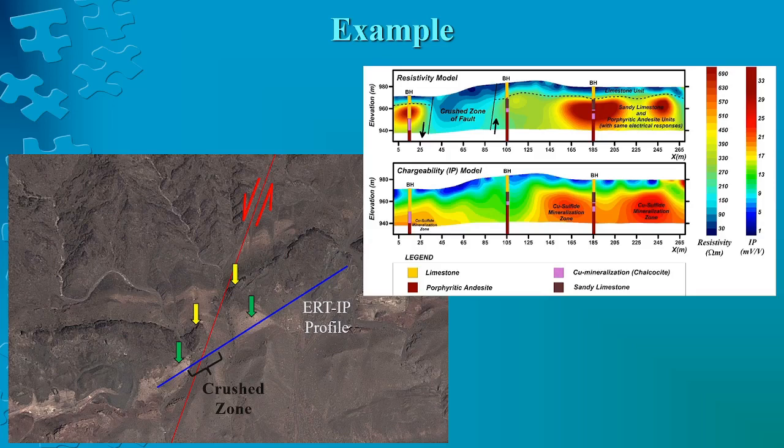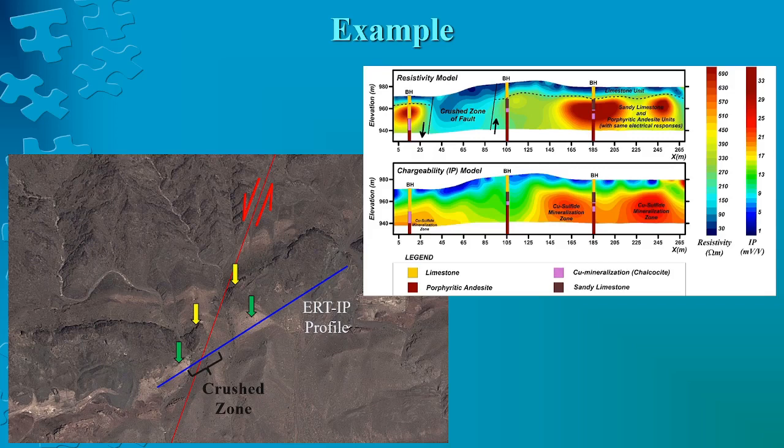And this is an example of the importance of satellite imagery. In this case, the blue line shows the ERT IP profile, and we wanted to see the trends of electrical resistivity and induced polarization in a specific volcano-sedimentary setting and coupled mineralization.